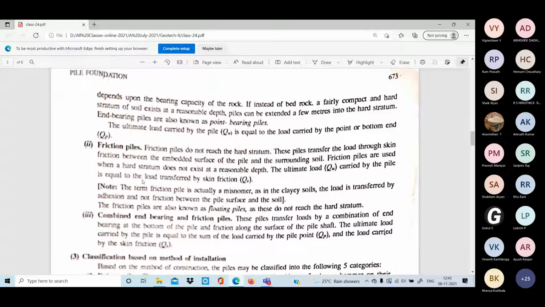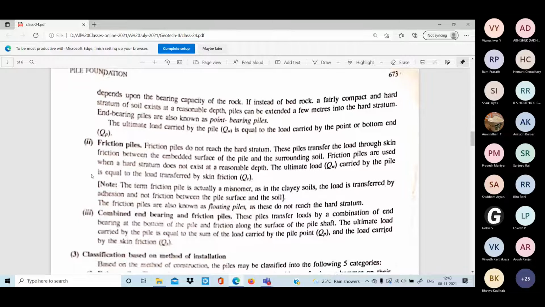Friction piles: some load would be carried by the friction of a pile. So this transfer is because of skin friction. There would be friction between the pile and the soil, and some load would be borne by this particular friction. The ultimate load carried by the pile is equal to the load transferred by the skin friction. Okay, it is a combination of these. Some load would be borne by the tip and some would be borne by the friction.